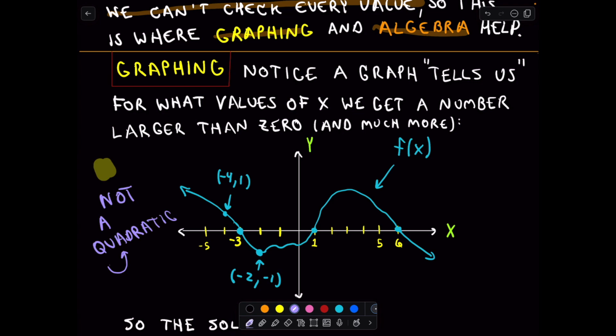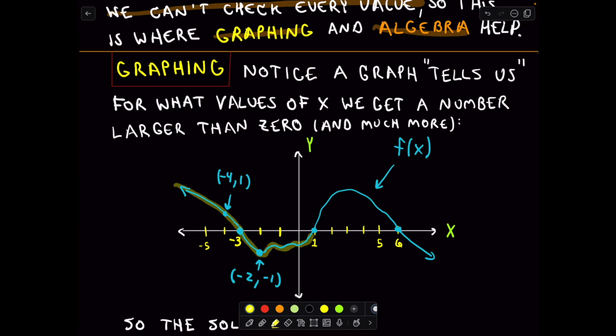They either open up or they're going to open downwards. And we'll talk about that a little bit more in a second. So this function's not a quadratic, but that's okay. We can still talk about it. So I've got the graph of some random function here, f of x. Let's talk about this notation for example.